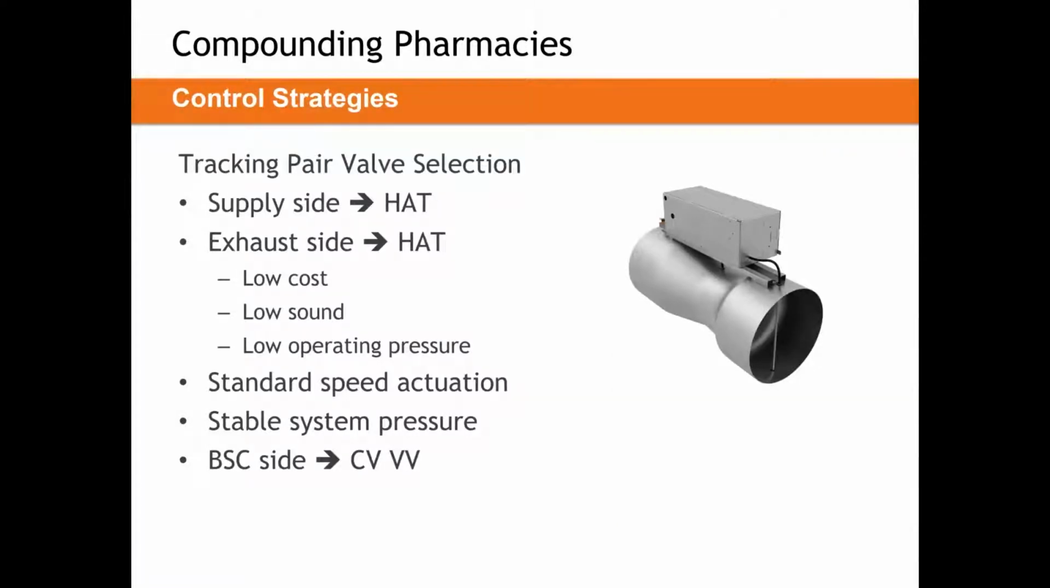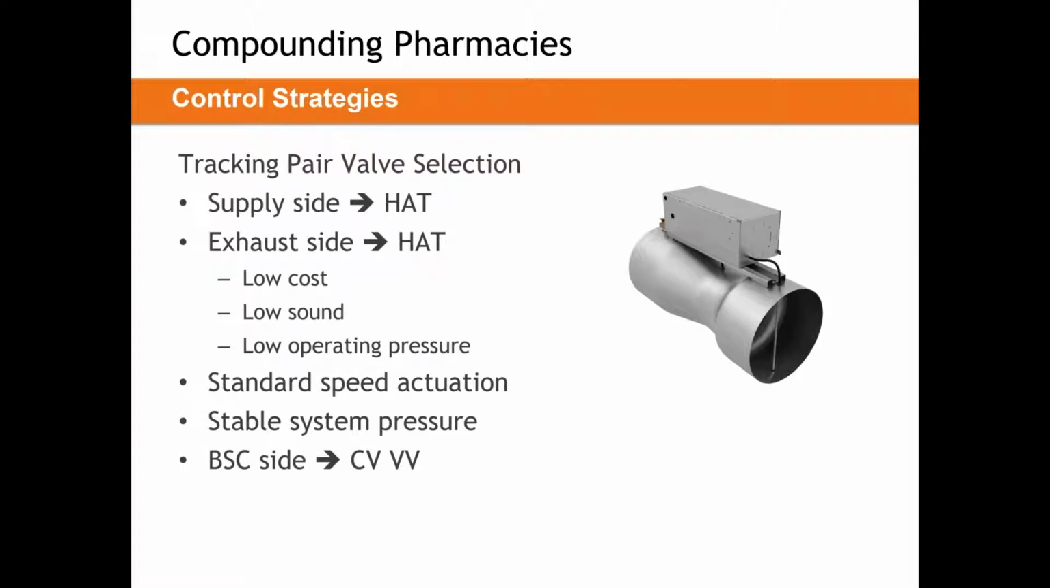So, and we're getting here a little bit more to the summary of things, but what are our recommendations? Generally speaking, on your supply and general exhaust side, we would recommend a high accuracy terminal. It's lower pressure drop, it's a little bit quieter, and the first cost is a little bit lower. Because they have that low operating pressure, they can also often work with existing air handling systems. You may not have the pressure in this system to supply a Venturi valve with the pressure it needs. If you do, the Venturi valve is another very good option.